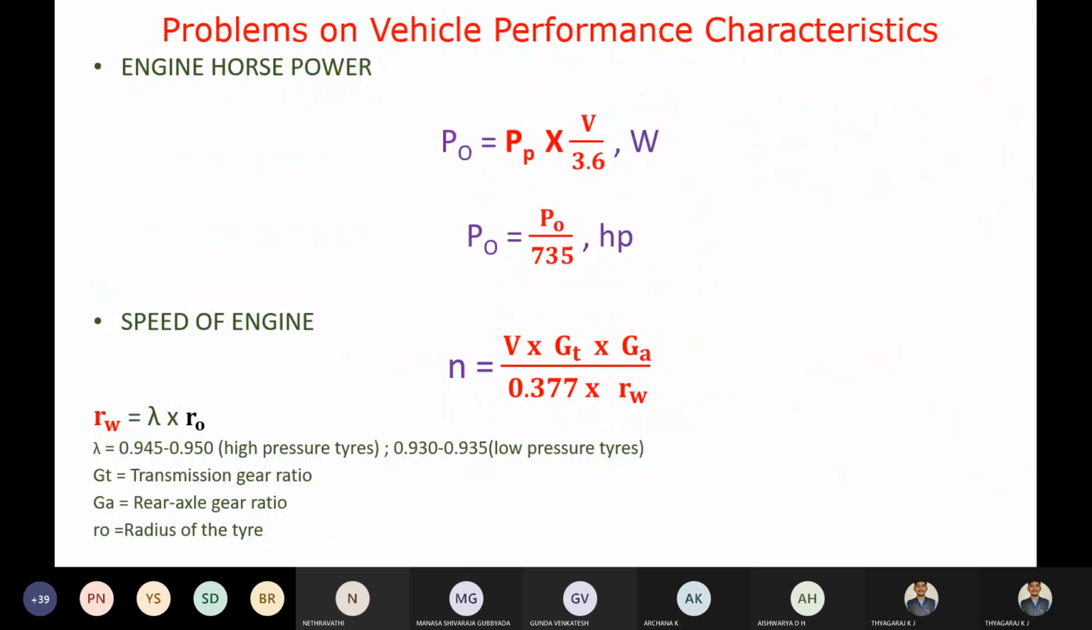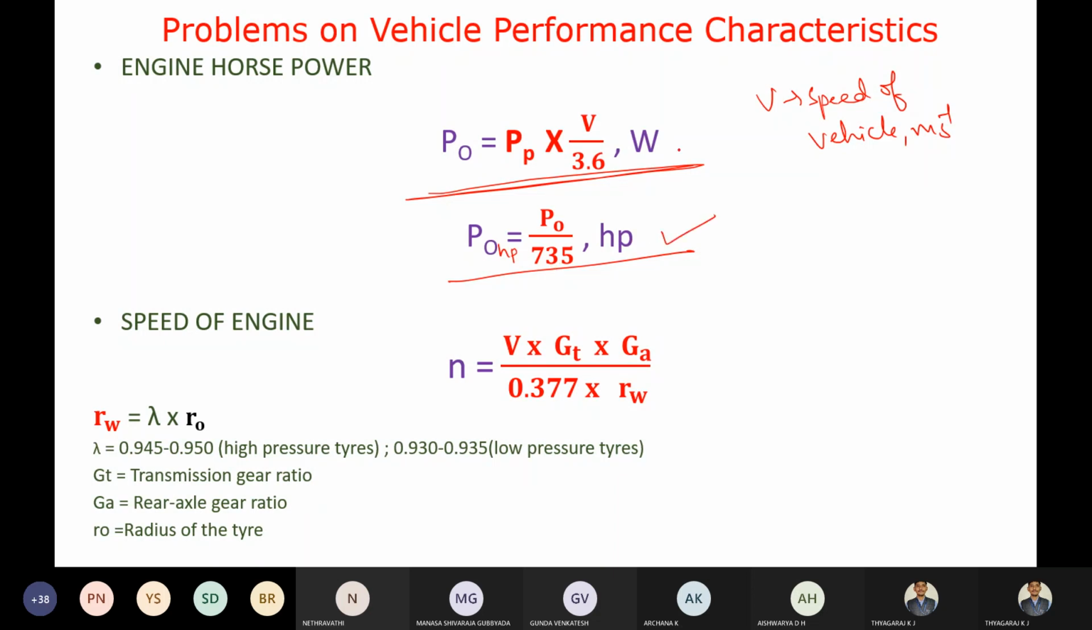Okay. Next, note down the engine horsepower, where V is the speed of the vehicle in meter per second. This will be in terms of watts. If you divide that power of the engine by 735, it will be converted into HP. Using the total tractive force and the speed, we can easily calculate the power of the engine. Then the power of the engine in terms of horsepower is P naught divided by 735, and you will get it in terms of HP.